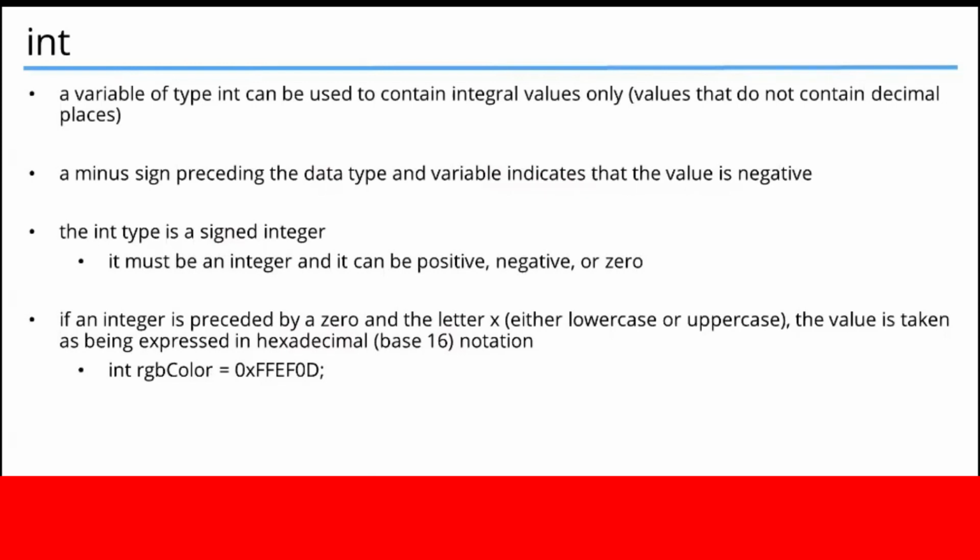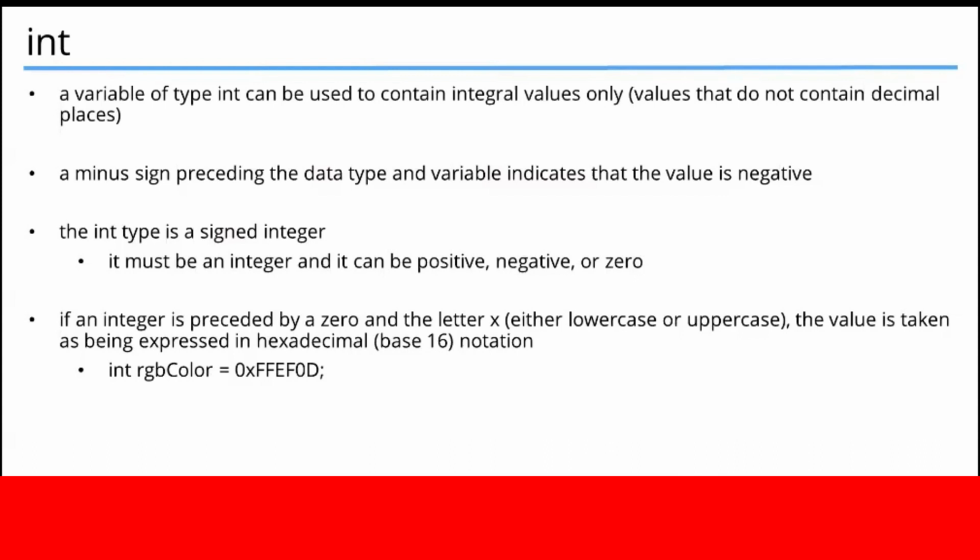But you can also assign hexadecimal numbers. The programming language allows that. If you want to assign a hexadecimal number to a variable that stores an integer, you must put the 0 and the x before, and that tells the compiler that this is a hexadecimal number. Hexadecimal is base 16, so you can store letters. So hexadecimal looks like 0xFEF0D, like this.